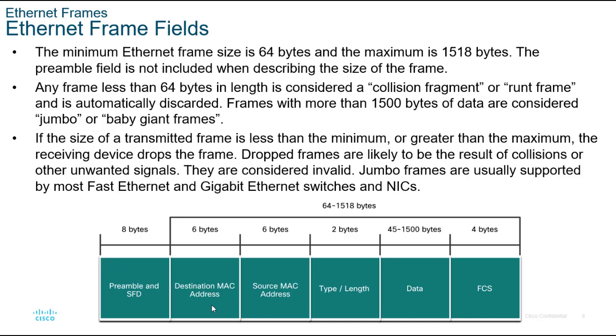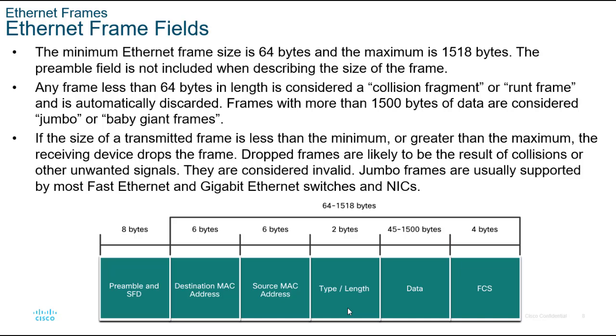This field is towards the front of the frame so that a receiving device doesn't have to read very far into the frame to tell if the frame is for them and whether or not to accept it. Directly after that is the 6 byte source MAC address field identifying the sender's hardware interface address.